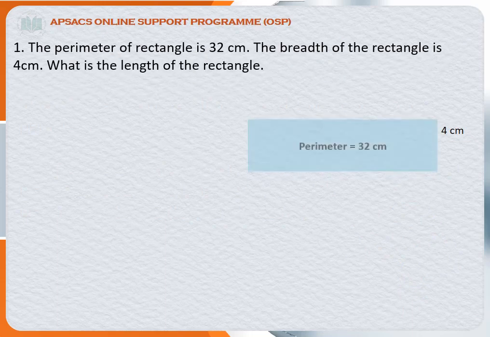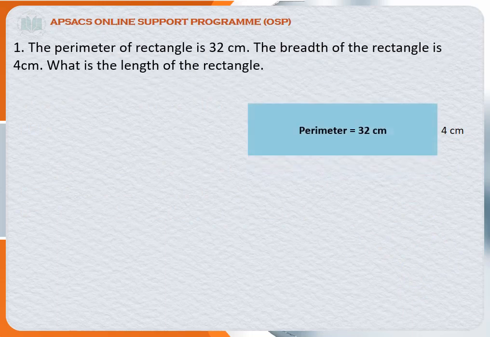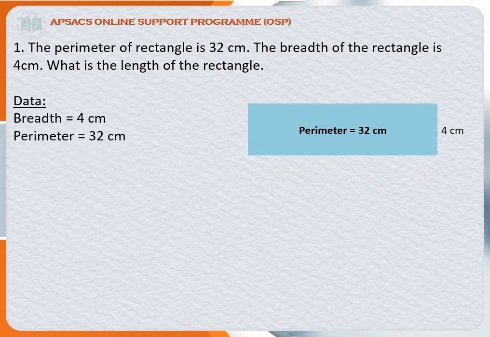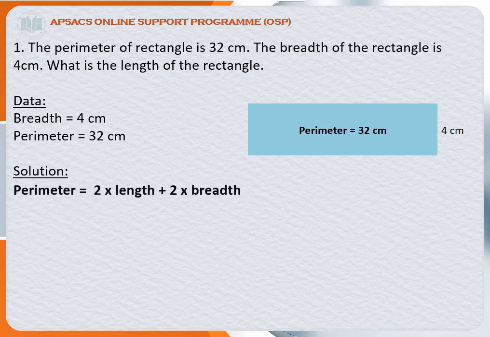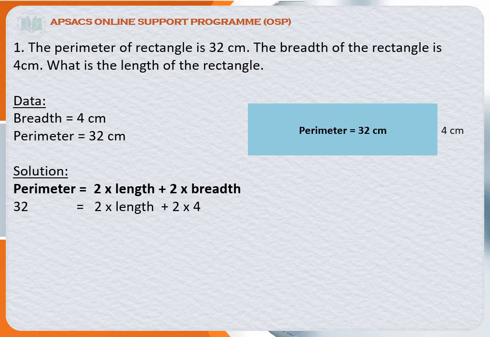Question number 1 is, the perimeter of a rectangle is 32 cm. The breadth of the rectangle is 4 cm. What is the length of the rectangle? Firstly, you will write data, and in data you will write breadth equals 4 cm, perimeter equals 32 cm. Afterward, put the heading of solution and use any formula. I am using perimeter equals 2 multiplied by length plus 2 multiplied by breadth.